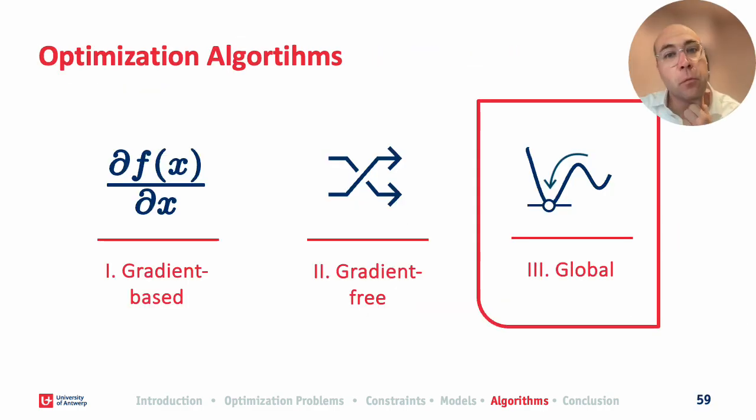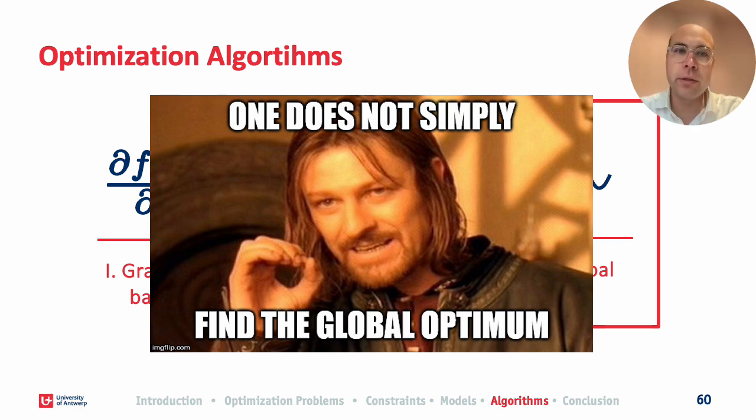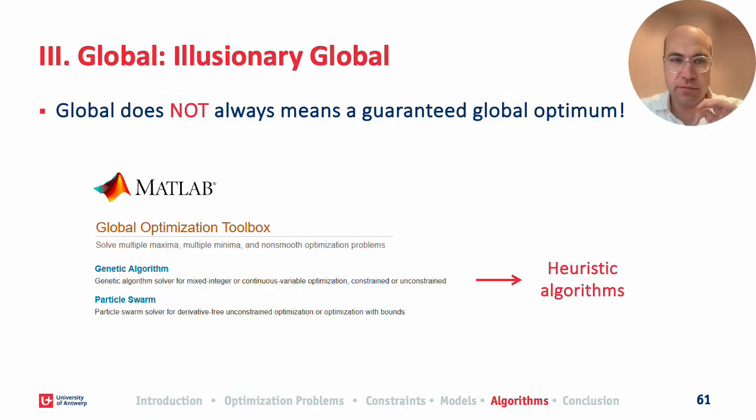Well, if we have a global optimum, then, of course, we want to find the global optimum. That is the best value. Sometimes people say to me, it's not optimization if you get stuck in a local optimum, because you want to find the best solution. Yes, you do. And then we might say, why not just always use a global optimization algorithm? Well, because one does not simply find the global optimum. To guarantee that you find the global optimum is very difficult.